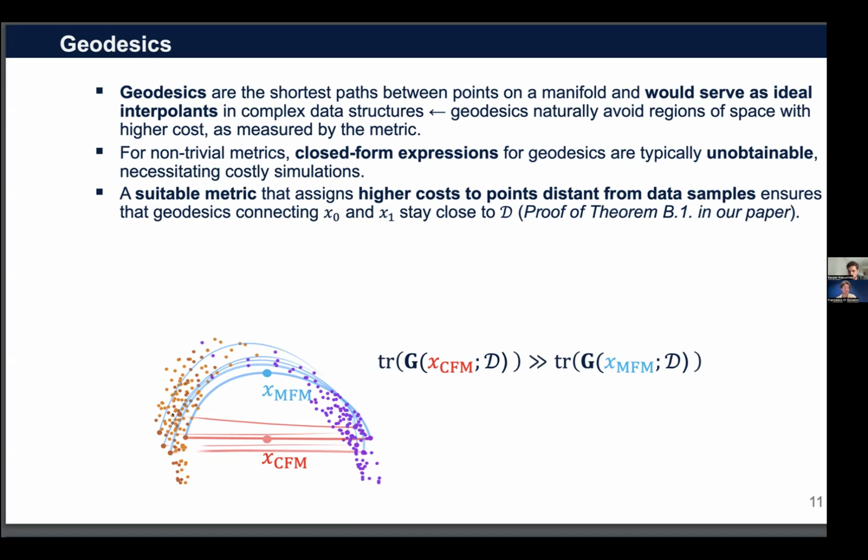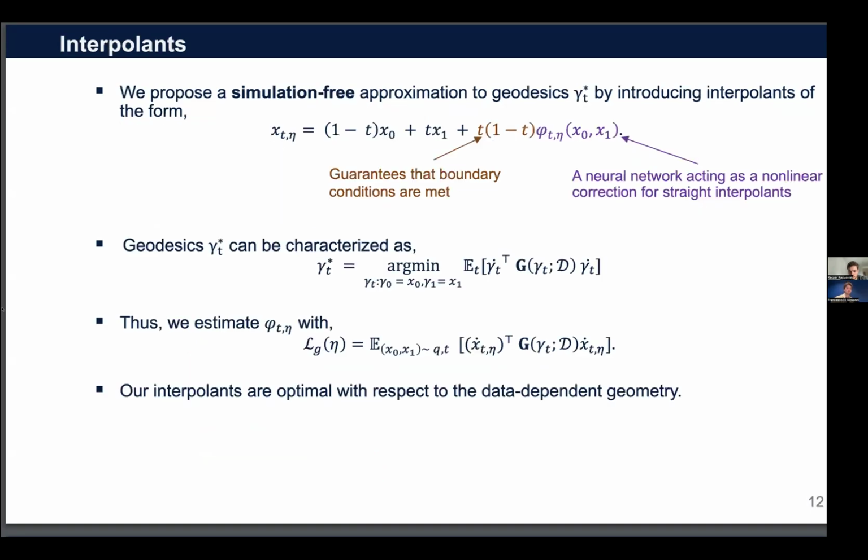In theory, if we have access to geodesics, we are done. This could be our interpolants, and then we can feed our interpolants into the flow matching objective. The problem is, for almost any non-trivial metric, there is no analytic expression for geodesics, and the only way of deriving geodesics is through costly simulations. So to avoid simulations, instead of coming up with the exact geodesics, we try to approximate them in a learnable way.